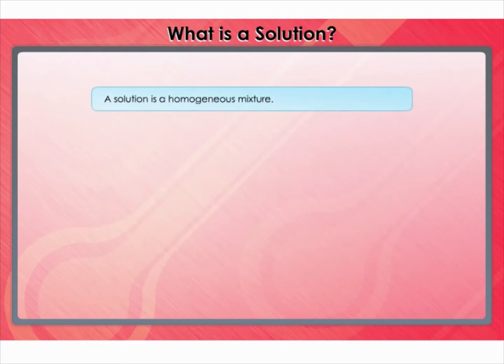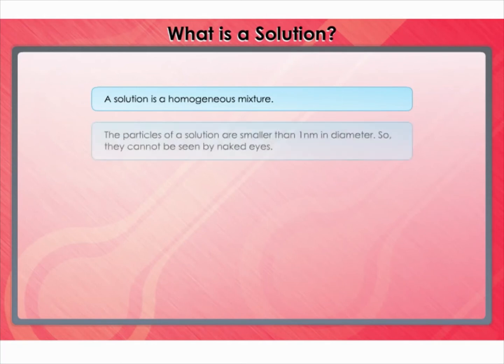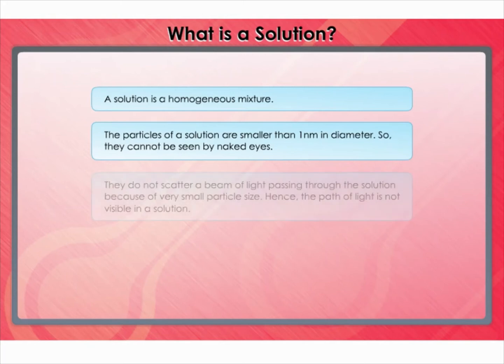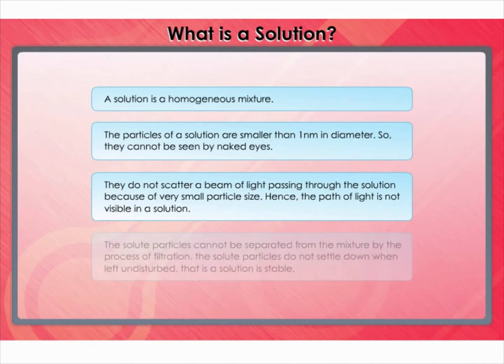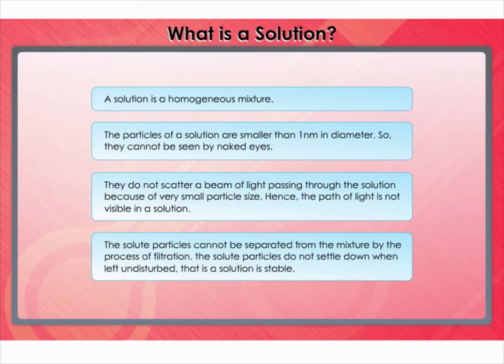Let's discuss the properties of a solution. A solution is a homogeneous mixture. The particles of a solution are smaller than 1 nm, so they cannot be seen by naked eyes. Because of their very small particle size, they do not scatter a beam of light passing through the solution. So, the path of light is not visible in a solution. The solute particles cannot be separated from the mixture by the process of filtration. The solute particles do not settle down when left undisturbed, that is, a solution is stable.